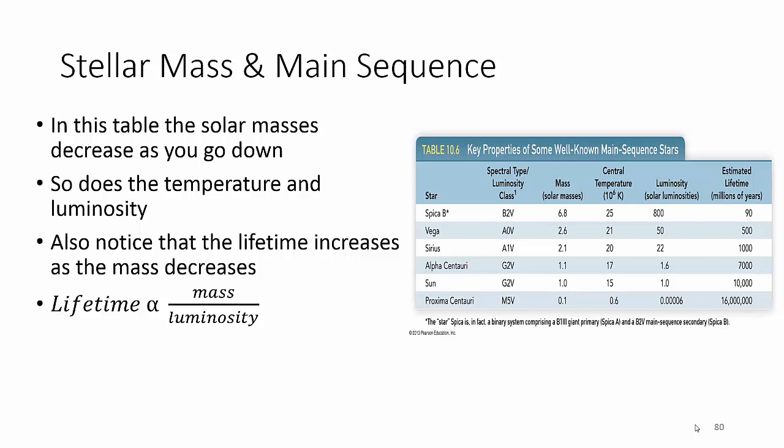But it's basically showing you here that the temperature and the luminosity will go down if the mass goes down. Now what's interesting here is that the lifetime increases as the mass decreases. So the life of the star is longer if the star is not very massive.